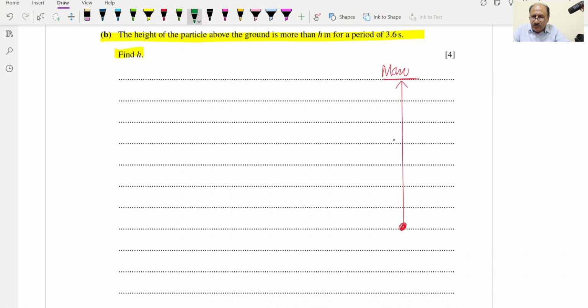So we can suppose this one is height h, and above this level, when it is moving up to the maximum level, it will go this route, and then it will be returning and covering the same distance down to this level. And this double route takes t equal to 3.6 seconds.